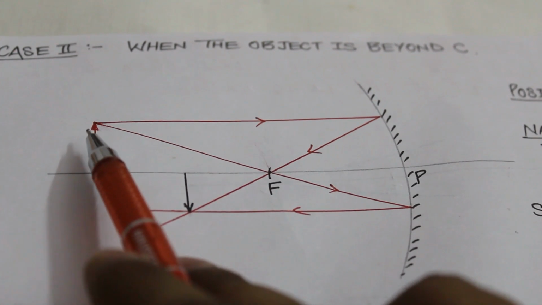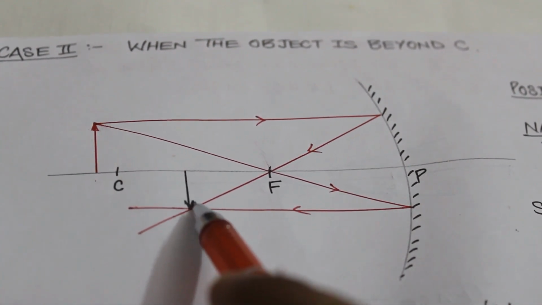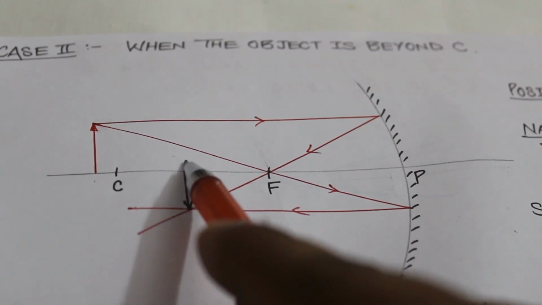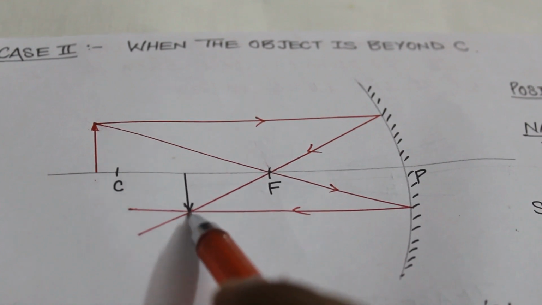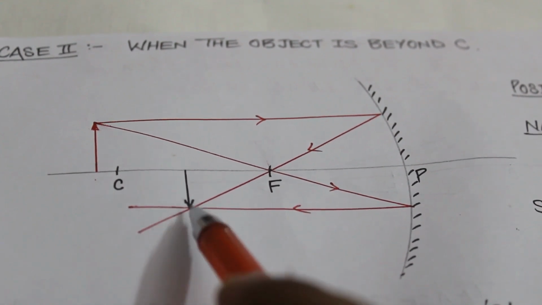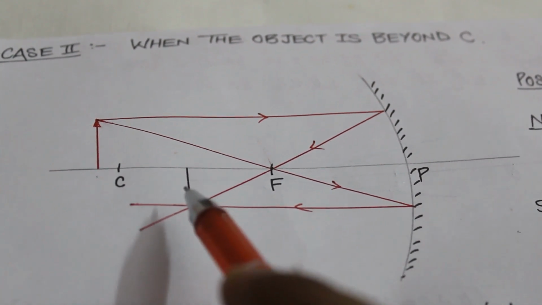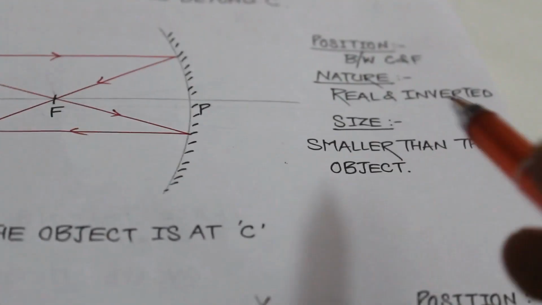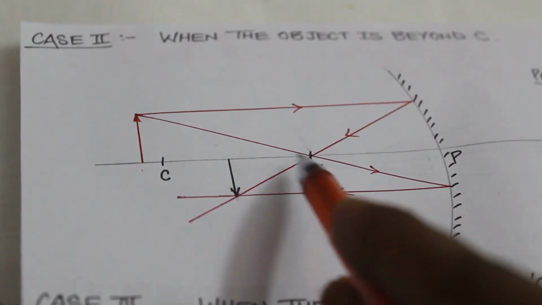Since the light started from the head, at the point of contact the head should be made. If we draw the head, we will get something like this. From here you can see that this is the image. From here you can see that the image is inverted and the rays are actually meeting. So the nature of the image will be real and inverted. What about its position? It is between C and F.